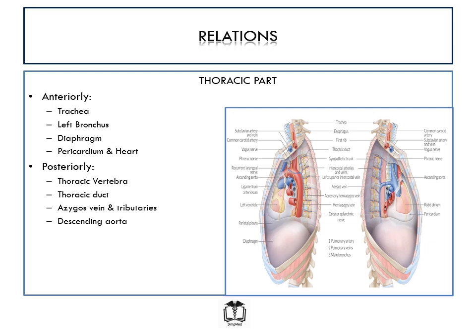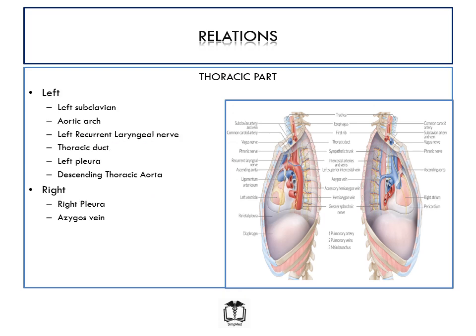In the thorax, the relations of the esophagus anteriorly include the trachea, the left bronchus, the diaphragm, and the pericardium and the heart. As you can see in the image here, you see most of those structures. Posteriorly, we have the thoracic vertebrae, from the first down to the 10th thoracic vertebra, the thoracic duct, the azygos vein and its tributaries, and then the descending aorta.